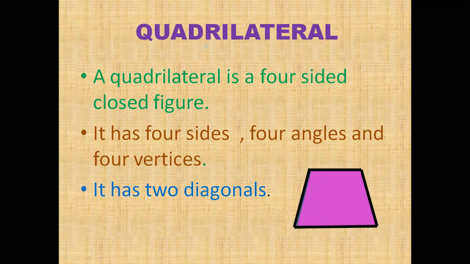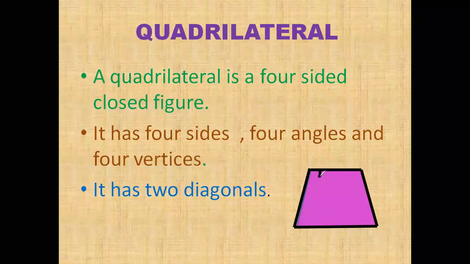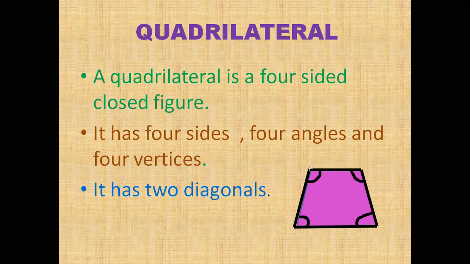Next, a quadrilateral also has four angles, 1, 2, 3, and 4. Four angles. Also, a quadrilateral has four vertices. Vertices 1, 2, 3, and 4.